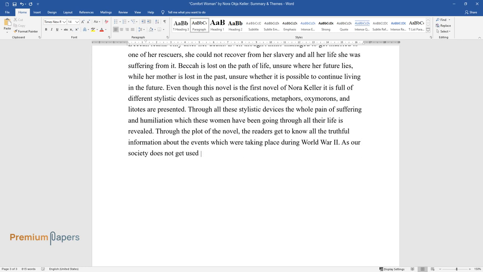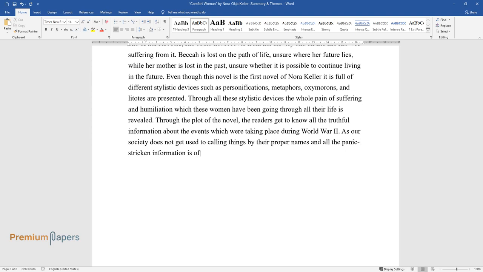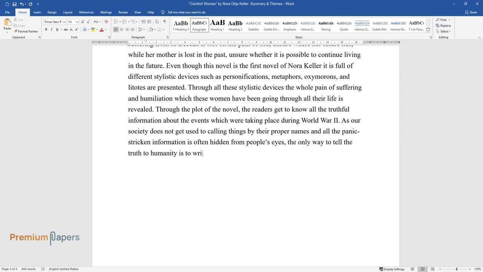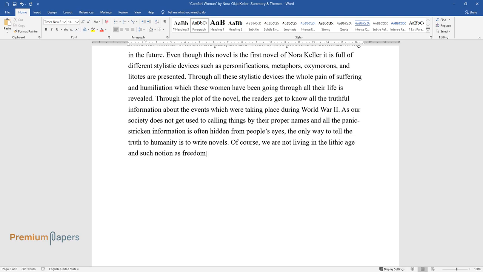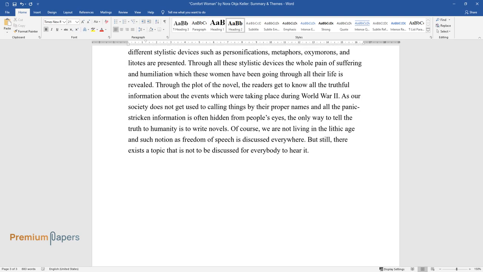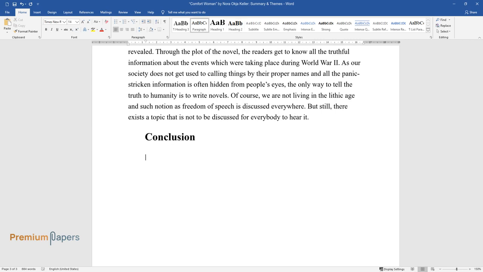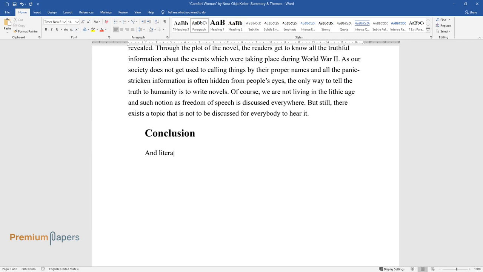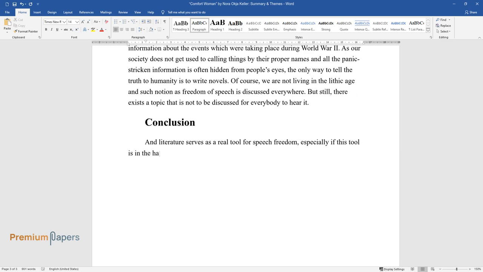As our society does not get used to calling things by their proper names and all the panic-stricken information is often hidden from people's eyes, the only way to tell the truth to humanity is to write novels. Of course, we are not living in the lithic age and such notion as freedom of speech is discussed everywhere. But still, there exists a topic that is not to be discussed for everybody to hear it. Conclusion. And literature serves as a real tool for speech freedom, especially if this tool is in the hands of such a brilliant writer as Nora Keller.